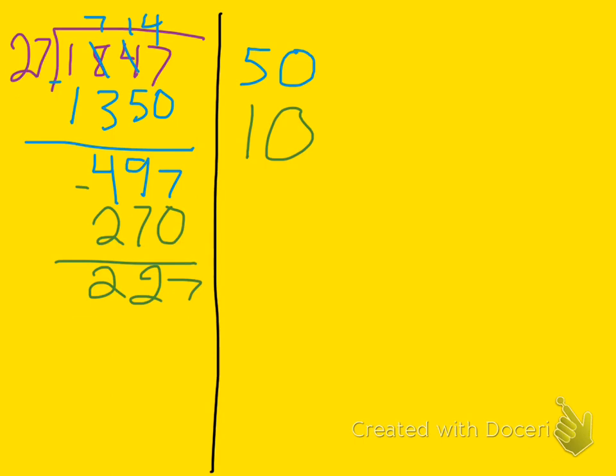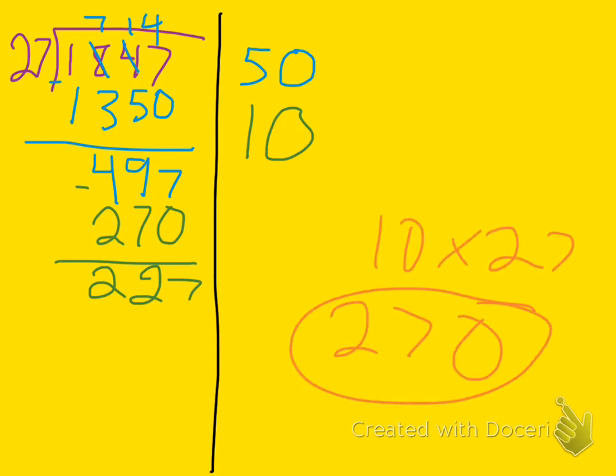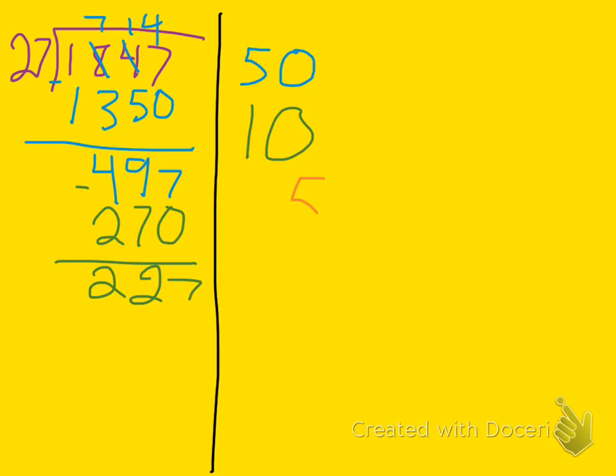It can't go in 10 more times because 10 times 27 is 270. 270 is bigger than 227. 27 can go into 227 5 times. 5 times 27 is 135. We write that down and subtract. We're left with 92.